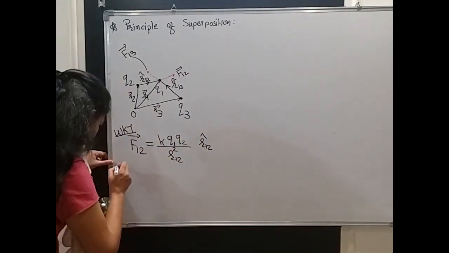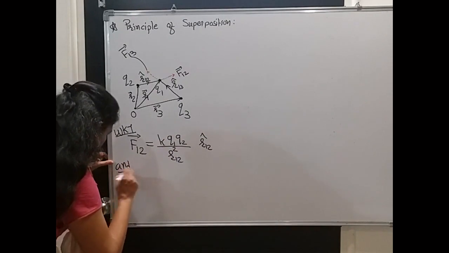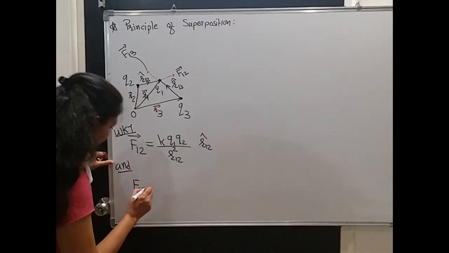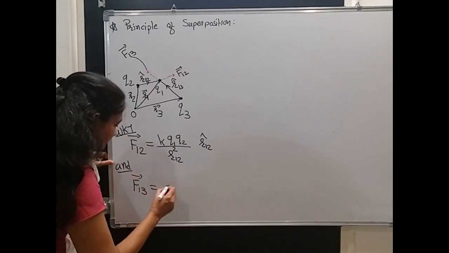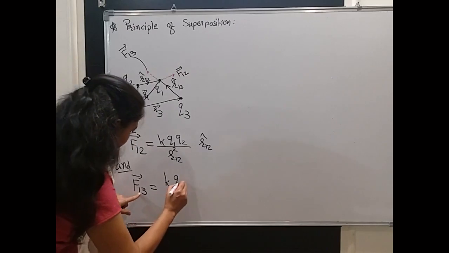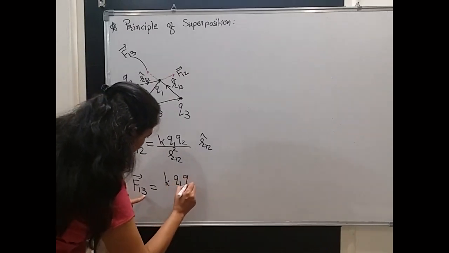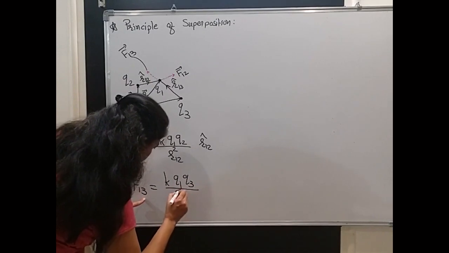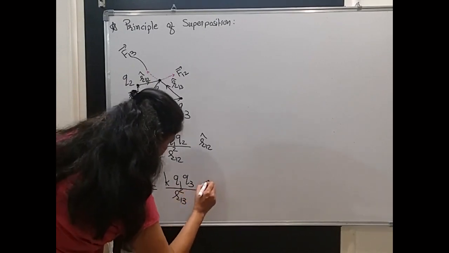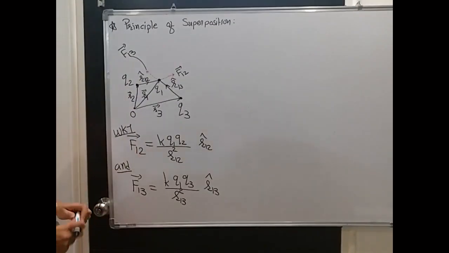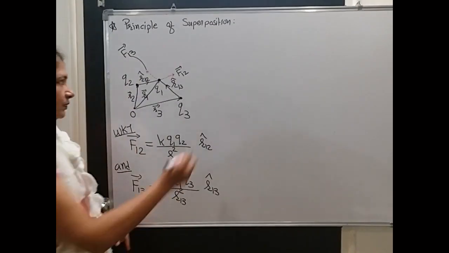Okay. Similarly, the force on 1 by 3. So the F13 magnitude will be K, see, this is number 1, so I will write Q1, then Q3 upon the separation R13 square. Direction is unit vector R13. So these are F12 and F13.